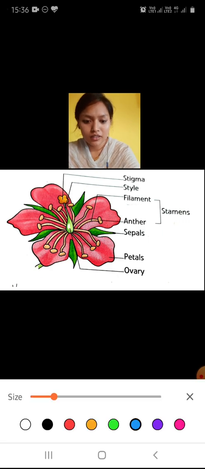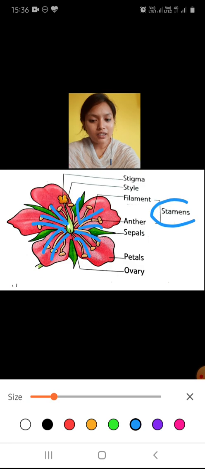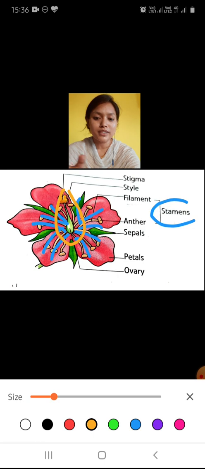And I'll show you once again. Here, this green structure in the center of the flower is known as the pistil. And these fringes, these thick strands, are known as stamen. And the green part that is present in the center is known as pistil. And pistil also has some parts that we will discuss later on.